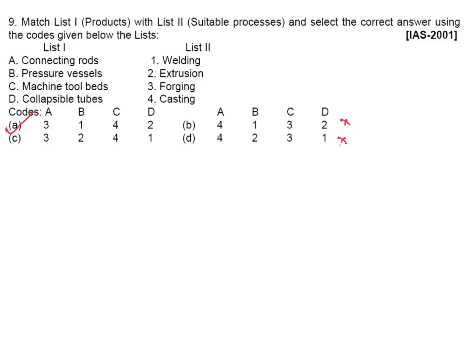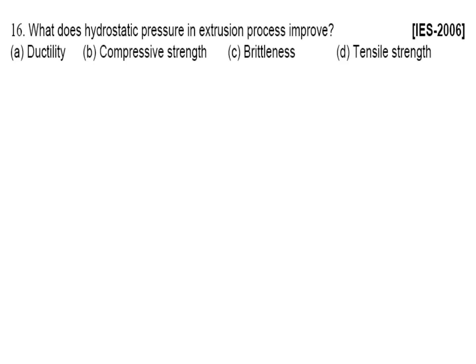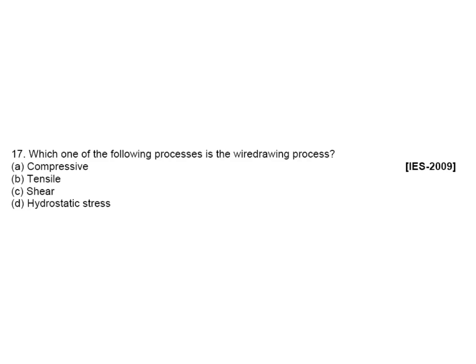What does hydrostatic pressure in extrusion process improve? It improves ductility. Less ductile material also we can produce. In a hydrostatic extrusion process, less ductile material also we can use for making components. So it improves ductility. Which one of the following processes is wire drawing process? Compressive, this is for coining process. These are very important. And wire drawing, it's tensile stress. Shear, this is for blanking or punching operation. Blanking and punching operation, shear is important.